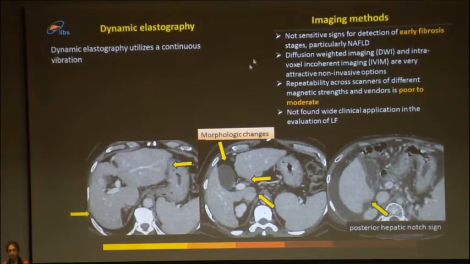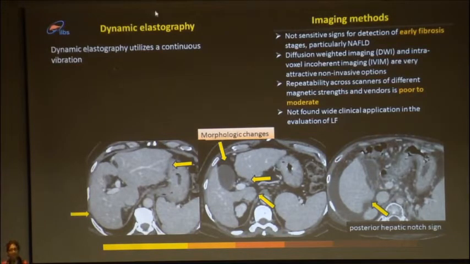Diffusion-weighted imaging and intravoxel incoherent motion imaging. This is just a refined form of diffusion-weighted imaging where we look at molecular movement in a cell during an MR scan, and they're very attractive non-invasive options, but they have not been standardized over all these different scanners and countries, so they are not being used very often. The repeatability across scanners is poor to moderate, but having said that, I would say that MR is still the best modality to work on a moderate basis of inter-company or inter-vendor strengths. And they haven't found wide clinical application in the evaluation of fibrosis because of the limitations I've mentioned here.